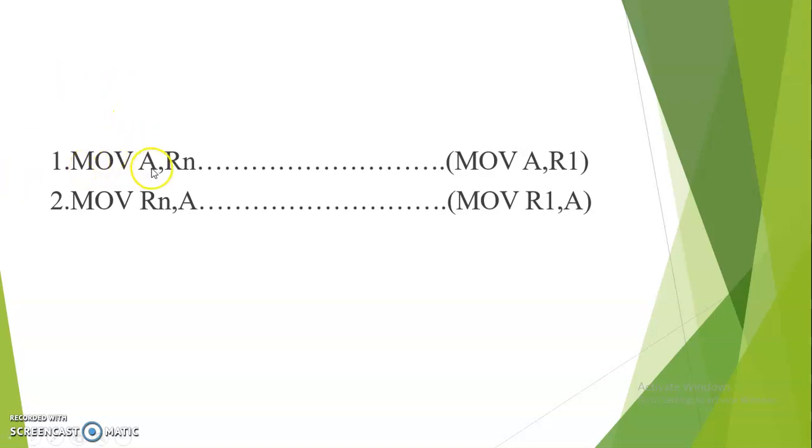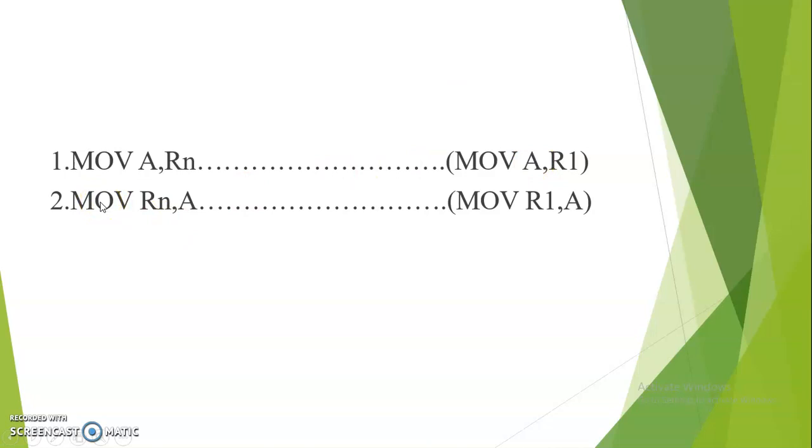I have written an example of the same instruction, MOV A comma R1. This instruction will copy the contents of register R1 of the selected register bank to the accumulator. Suppose the register bank selected is bank 2, then in that bank there are a total of 8 registers from R0 to R7. From those, suppose R1 is there. The contents of the R1 register of that bank will be copied to the accumulator register.